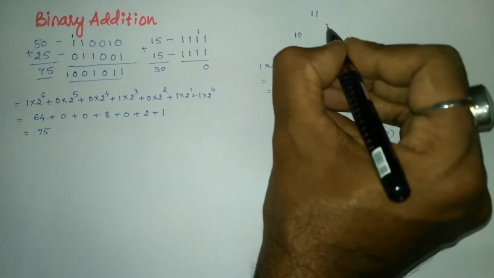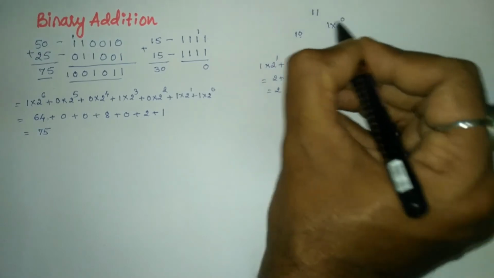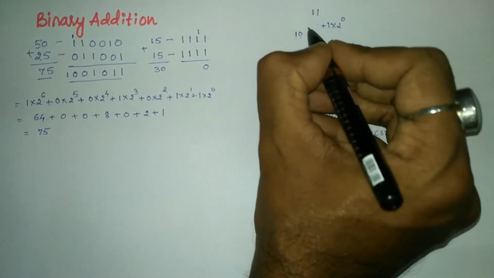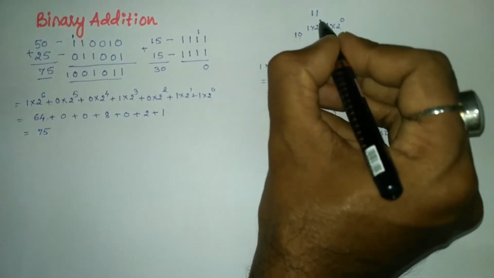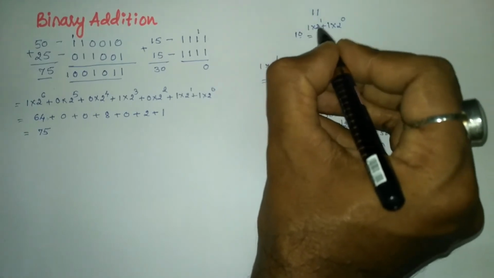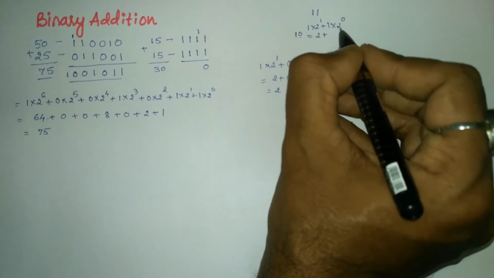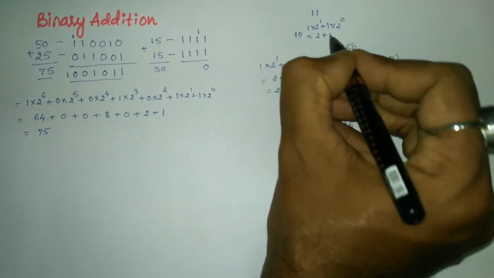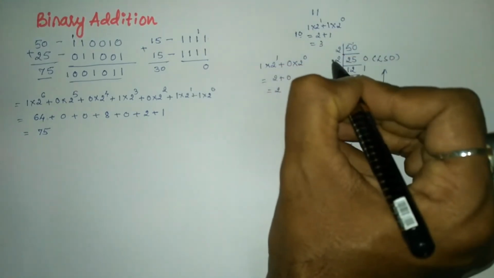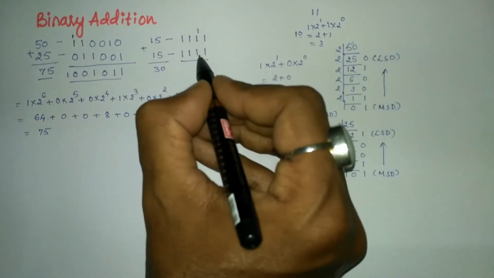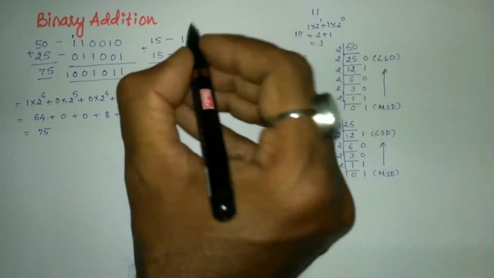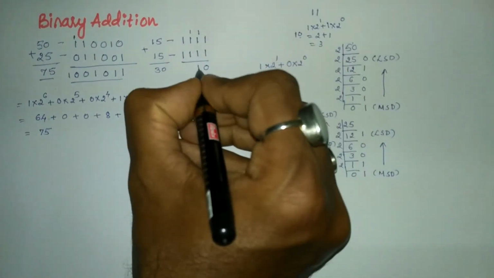The positional weight of this bit number 1 is 1 into 2 to the power 0, plus the next bit is 1 into 2 to the power 1. Here I am going to simplify. 2 to the power 1 is 2. 2 ones are 2, plus 2 to the power 0 is 1. 1 into 1 is 1. So 2 plus 1 will become 3. So hence 1 plus 1 plus 1 will become 3. 3 can be written as 1, 1. So here carry is 1, sum is 1.